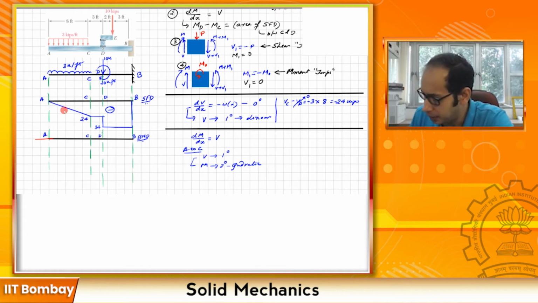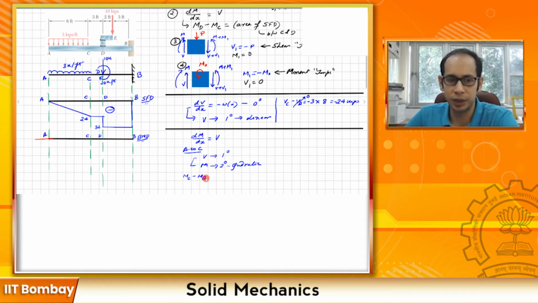So at C, let's also find the value of the moment at C. How do we find that? We have MC minus MA. From this relationship over here, MC minus MA will be the area of the shear force diagram between these 2 points. So the area of the shear force diagram is this guy over here.